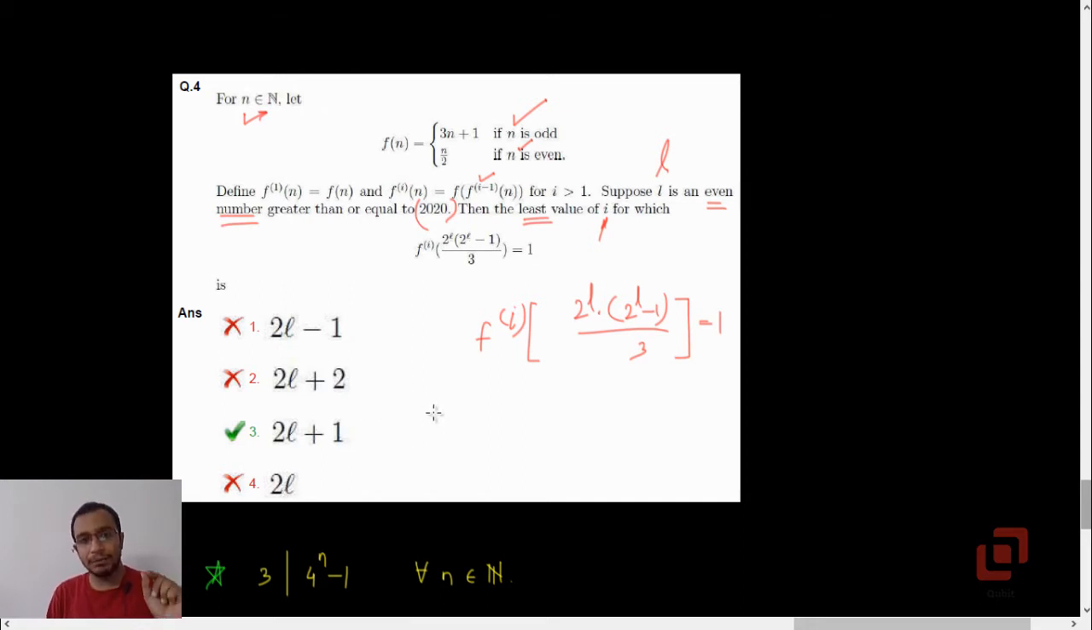Now we basically are required to find out how many times we should take the composition of f with itself, so that whenever L is an even number greater than or equal to 2020, 2 raised to L into (2 raised to L minus 1) upon 3 becomes 1. Now at first this question may look difficult, but trust me, it isn't. So here is how you should solve the problem.